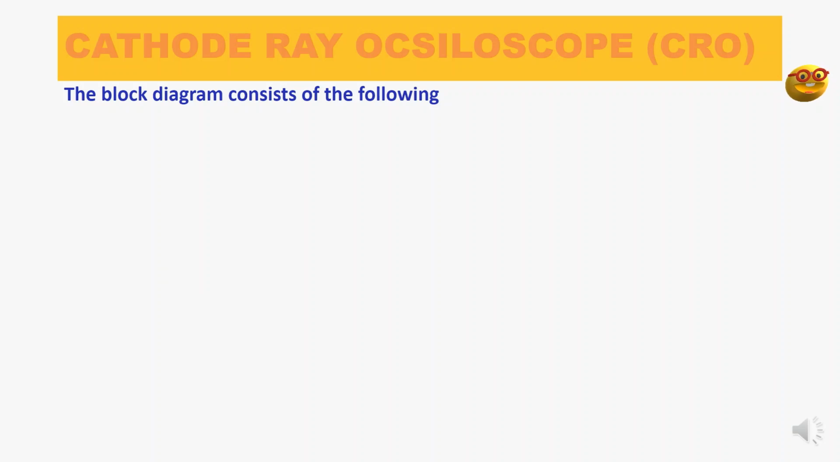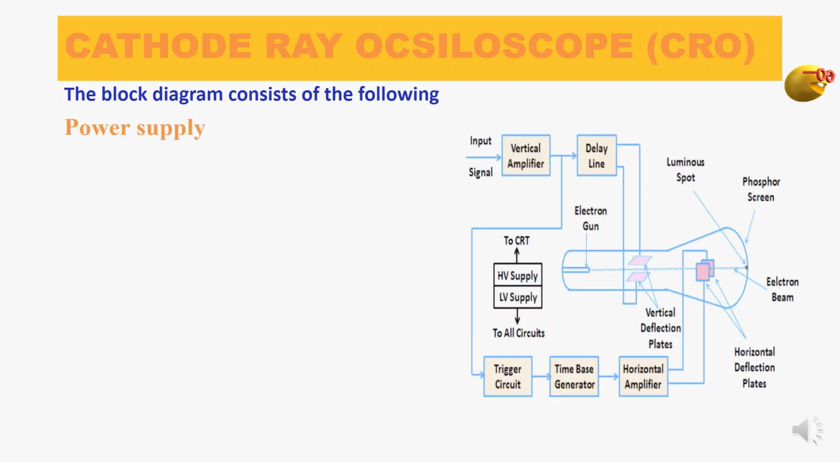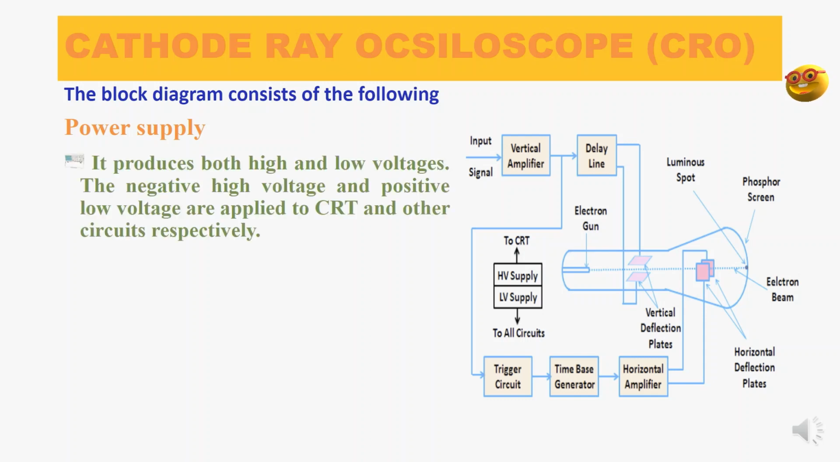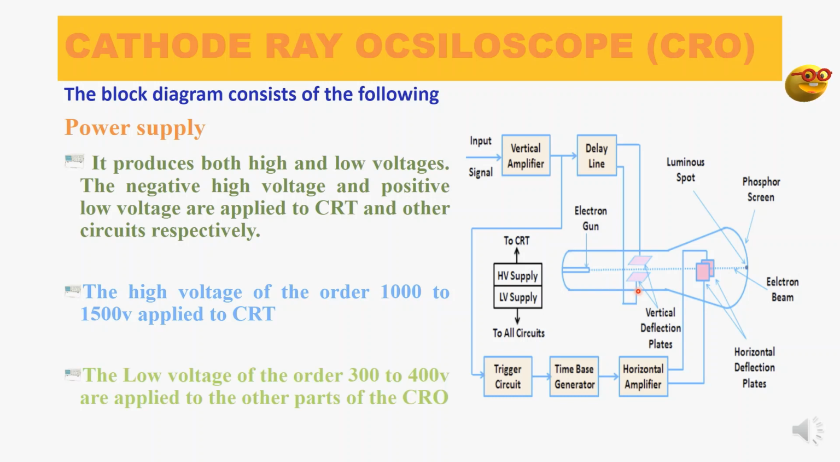The last one is the power supply. Usually cathode ray oscilloscopes come with two power supplies, one with high voltage and the other with low voltage. The high voltage will be in the order of 1000 to 1500 volts and is applied to the CRT section, and the low voltage of the order of 300 to 400 volts is applied to the other parts of the CRO.